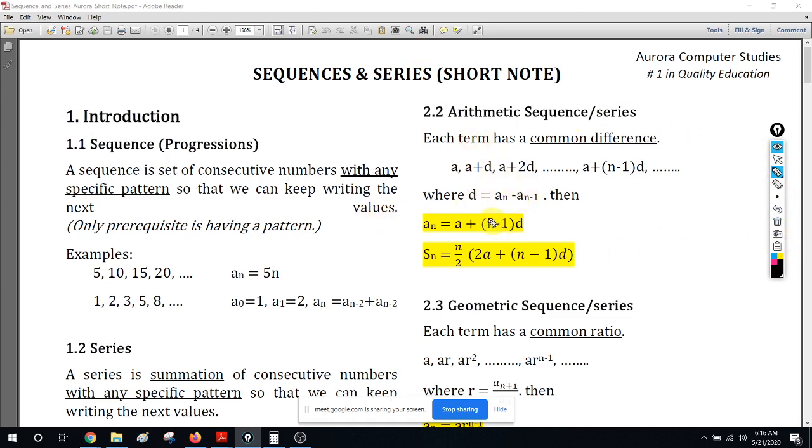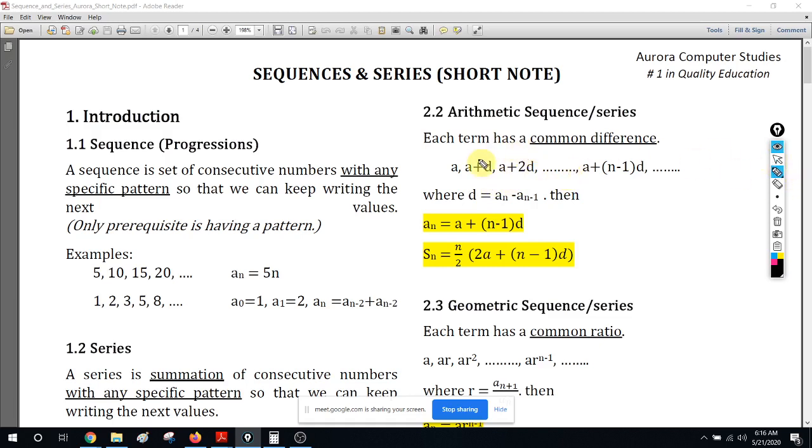You have learned this particular sequence and series in your O level, and of course we did that in semester one also. Therefore, I'm not going to repeat that. By looking at the pattern, you can see that the nth term can be written as a plus n minus 1 times d. If the first term is a, the next term is going to be a plus d. The next one is going to be a plus 2d, because another d must be added to that term. Likewise, a plus 3d, a plus 4d.